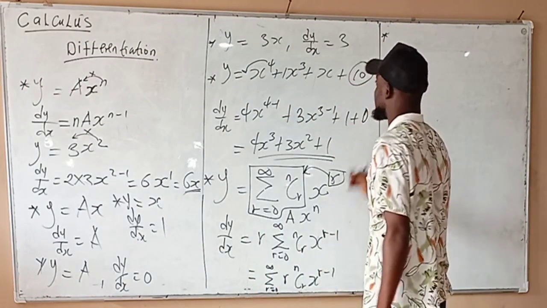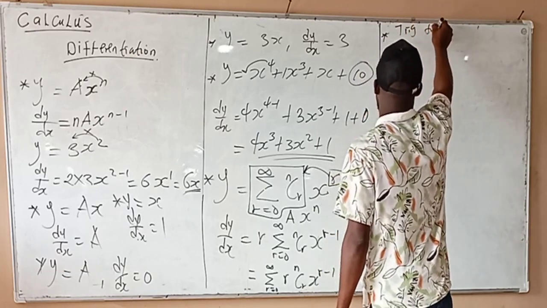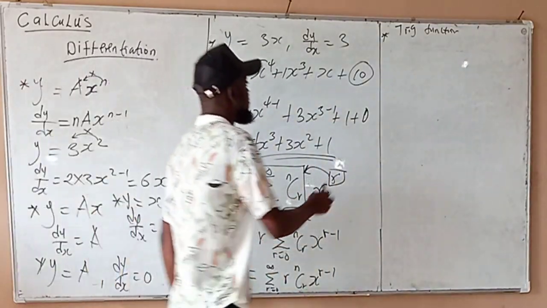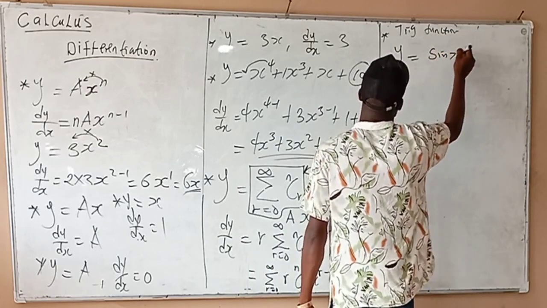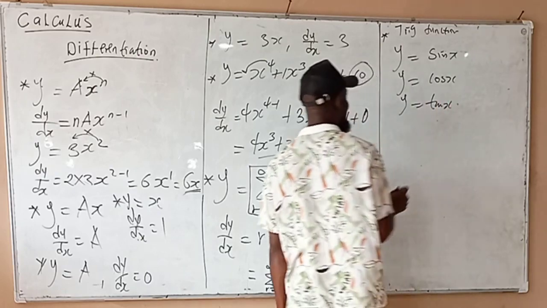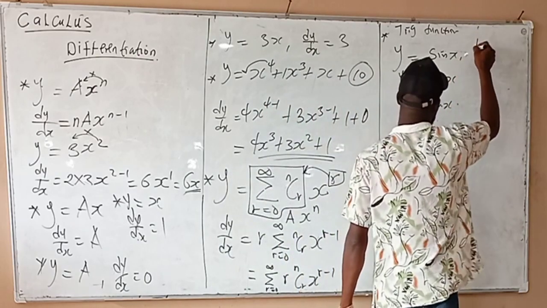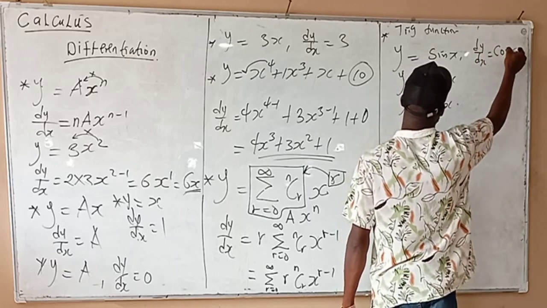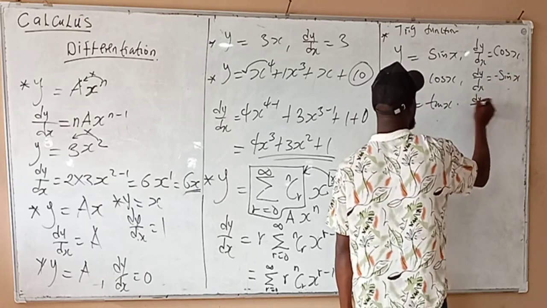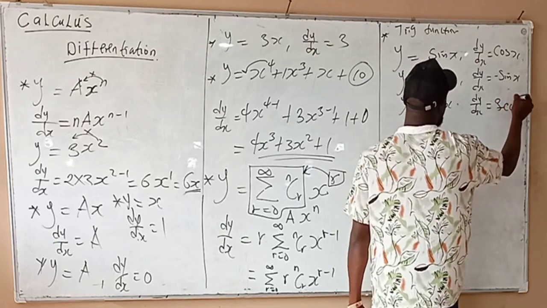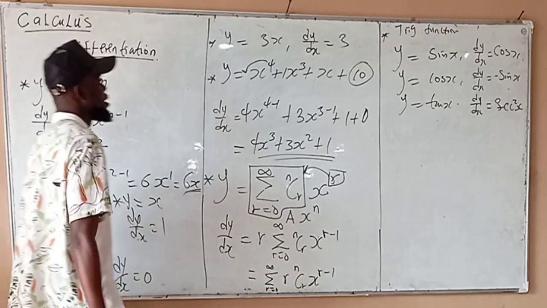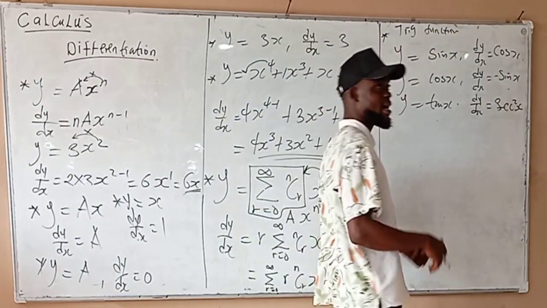Now let's look at trig functions. This is how you differentiate polynomials. For trig, if y is equal to sin x, if y is equal to cos x, if y is equal to tan x, what is dy over dx? The dy over dx for sin x will be cos x. The dy over dx for cos x will be minus sin x. The dy over dx for tan x will be sec squared x. Sec squared. You did know that? Alright, we have cot x, cosec x, sec x.